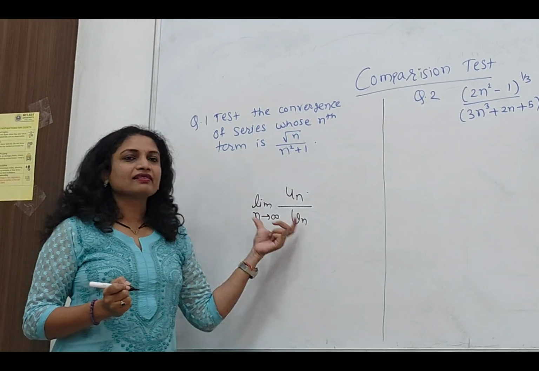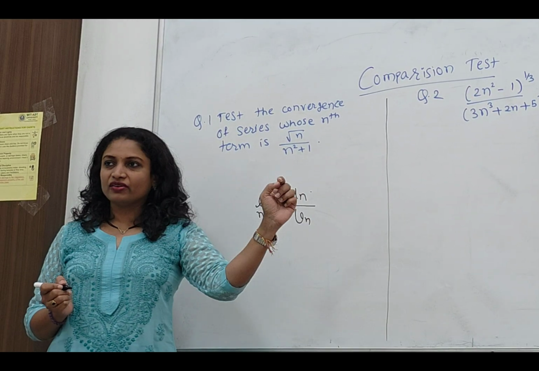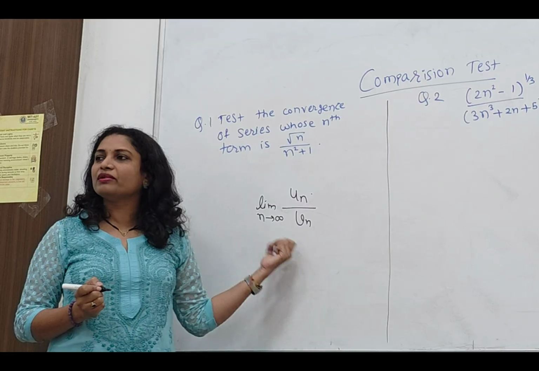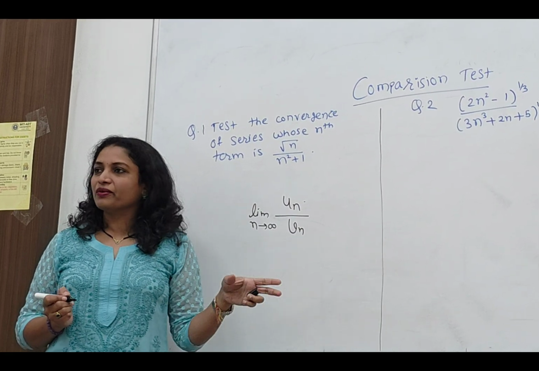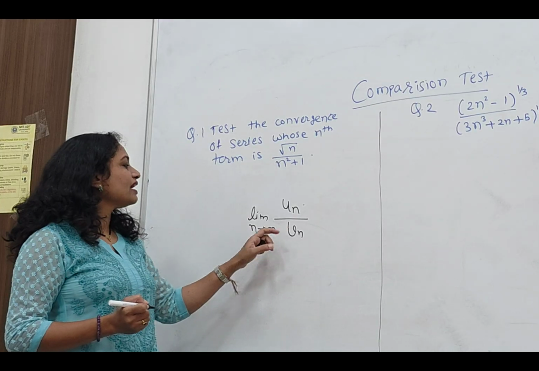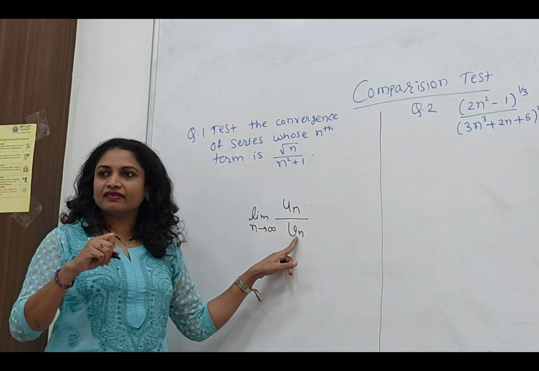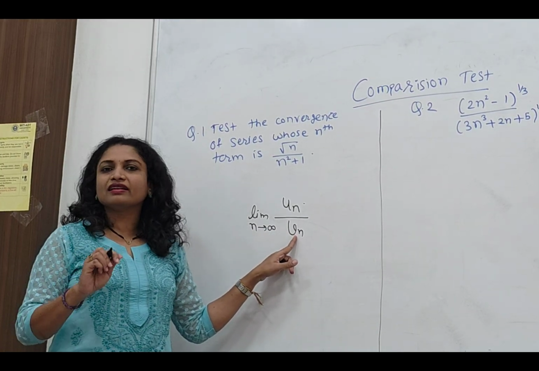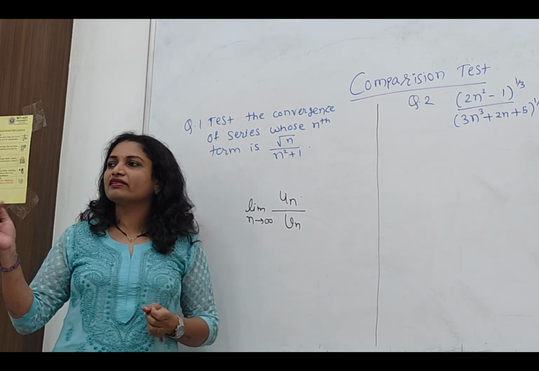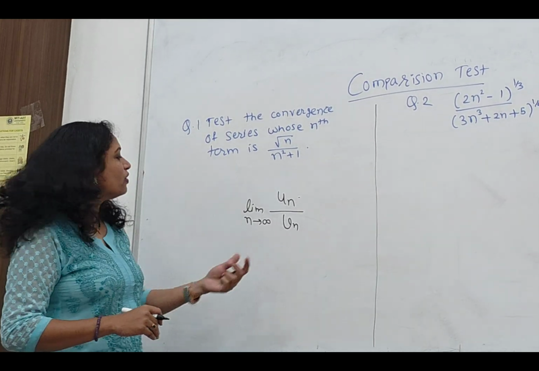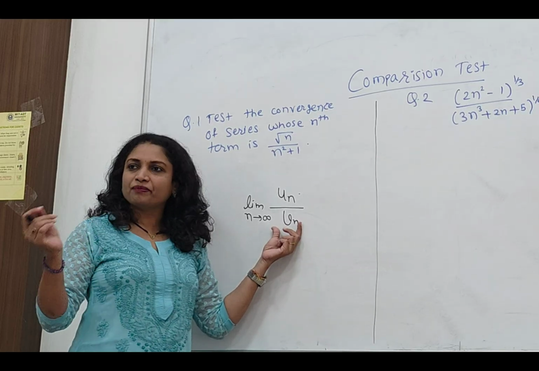If the answer of this limit is finite and non-zero, meaning the limit of this ratio should be some finite value and it should not be zero, then we need to check the nature of Bn by the P series. In the previous lecture we studied the P series: how you can decide the convergence and divergence of a P series. So Bn will surely be in the form of a P series.